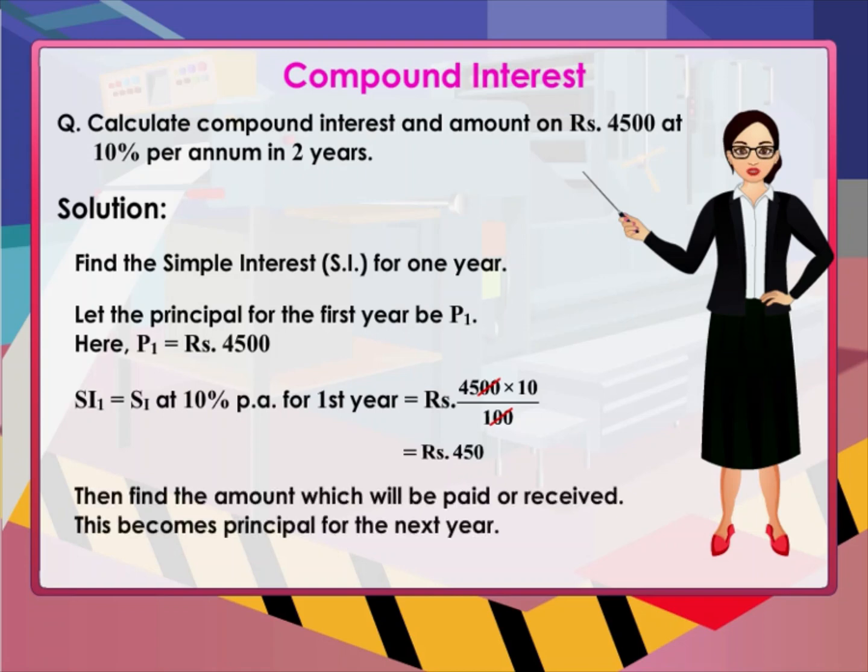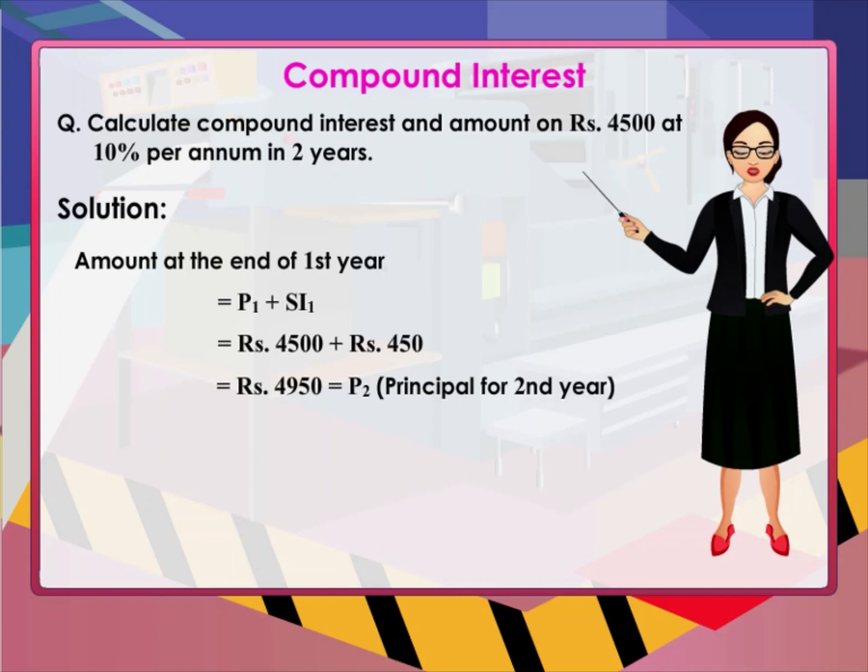Then find the amount which will be paid or received. This becomes the principal for the next year. Amount at the end of the first year is equal to P1 plus SI1, which is equal to rupees 4,500 plus rupees 450. Adding this, we get 4,950. We consider this as P2, that is, the principal for the second year.